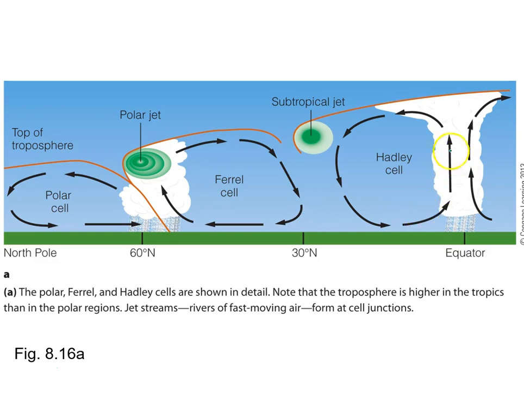Now, this is showing you the names of the cells that get created. So you've got a Hadley cell between the equator and 30 degrees north. The cell between 30 degrees north and 60 degrees north is called a Ferrel cell, and the 60 degree north to 90 degree north one is called a polar cell. I'm not going to have you guys memorize the names of those circulation cells. I just want you to know what the circulation pattern is.